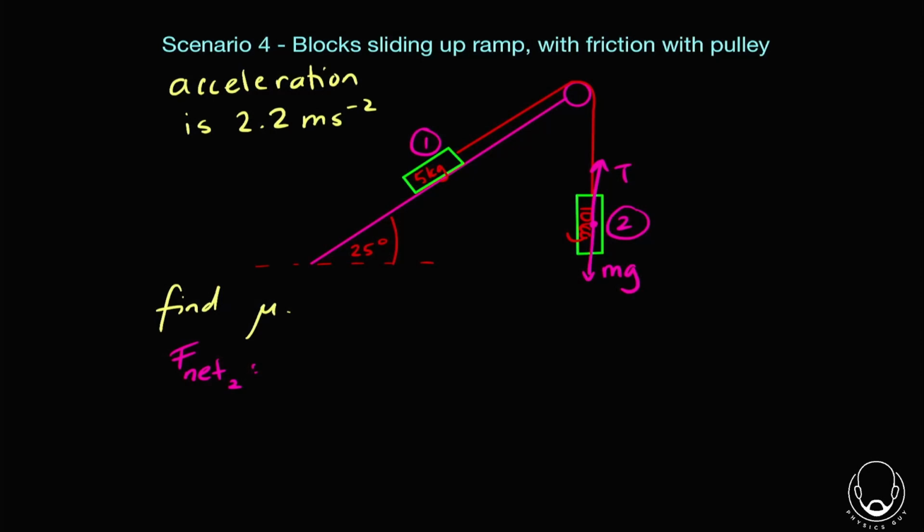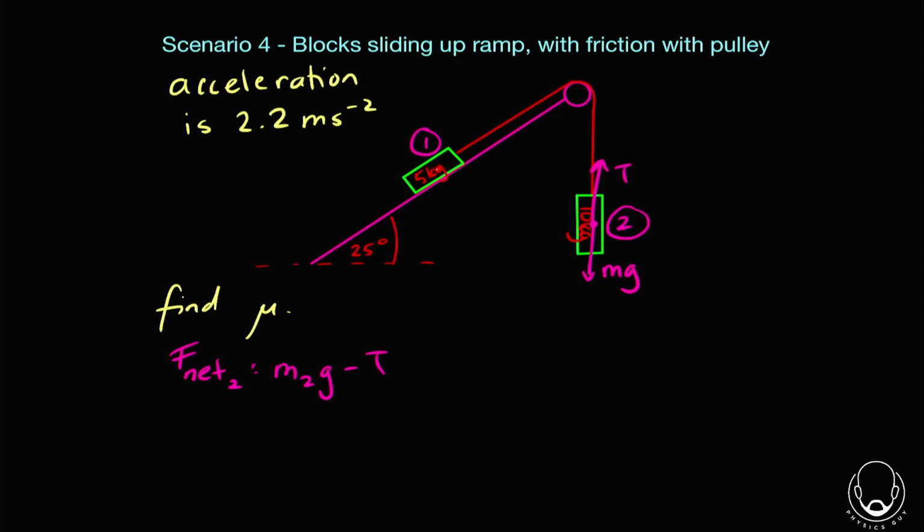So the net force on object 2 is simply just going to be m2g minus T. Okay, so once again, it's the assistive force, the force trying to make the object move in its direction, m2g. And then it's the force trying to resist the object moving in that direction. So that's the tension force up.